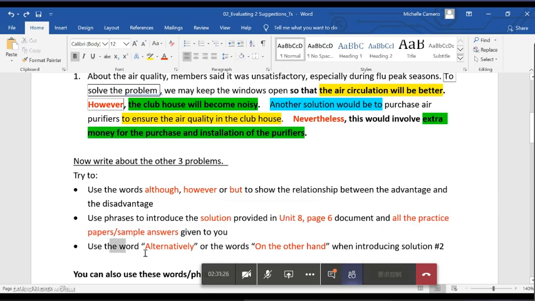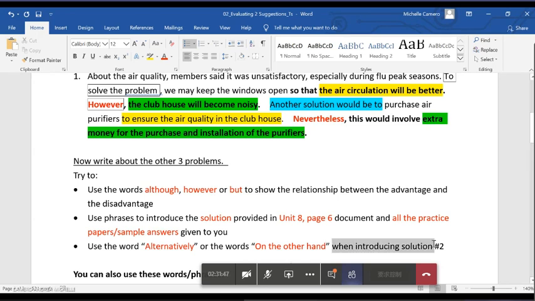And then use the word alternatively or on the other hand when introducing solution 2. Be careful. I've noticed some students in the past make this mistake. They say on the other side. We don't say on the other side. We say on the other hand. So be careful of that.